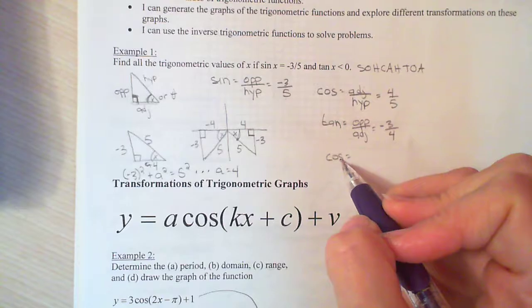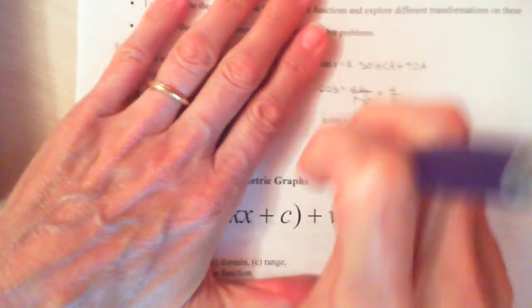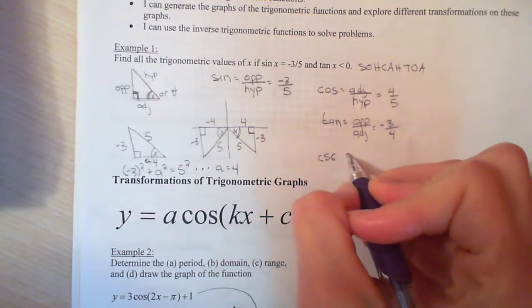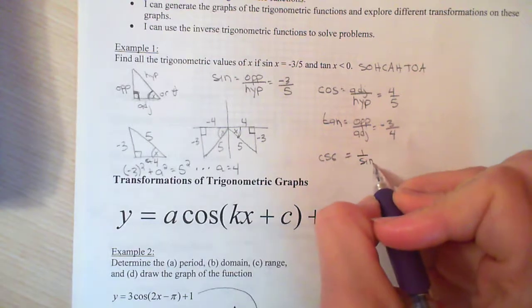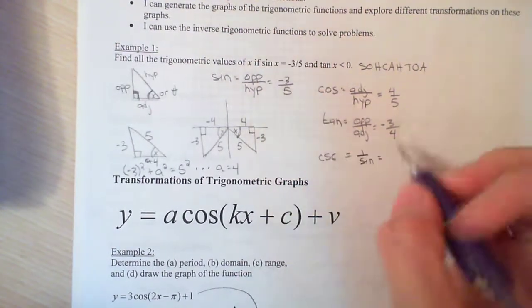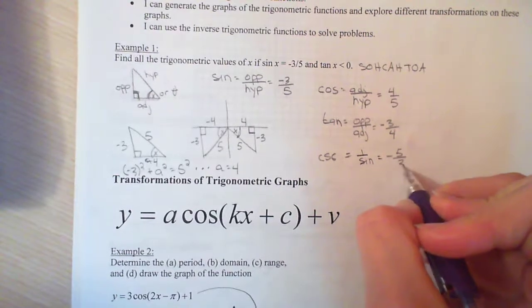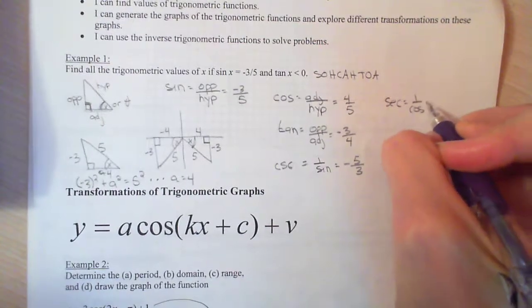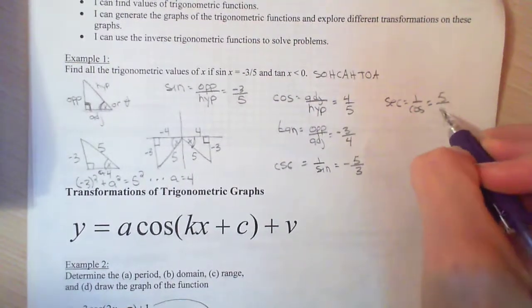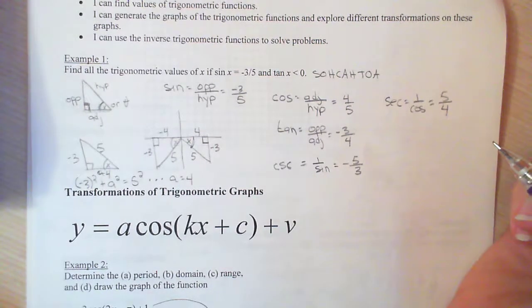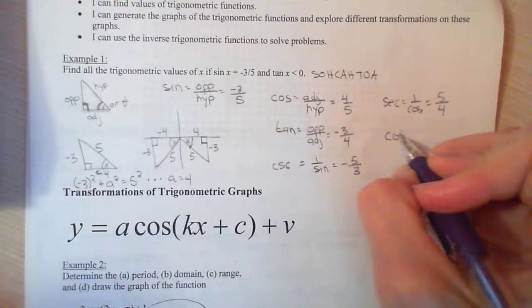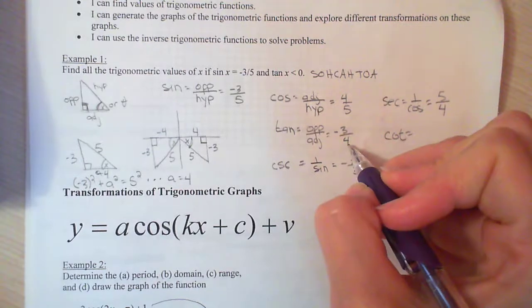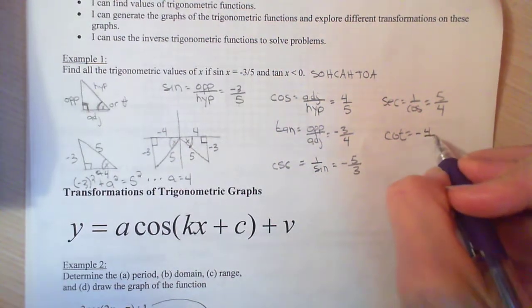Cosecant, oops, I wrote cosine. Cosecant is the same as 1/sine. So my sine is negative 3 over 5, so that would be negative 5 over 3. Secant is the same as 1 over cosine. Here's my cosine, so secant would be 5 over 4. What am I missing? Cotangent would be adjacent over opposite, or the reciprocal of my tangent, so that would be negative 4 over 3.